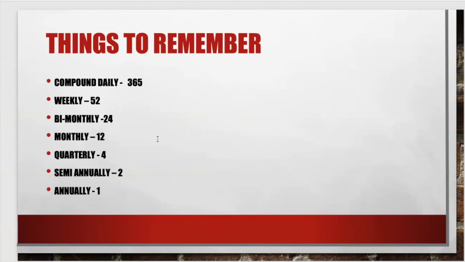Oh wait, I lied. Things you have to remember, and you should have these written down: if you're going to compound daily, that's 365 times, how many days there are in a year. Weekly, there are 52 weeks in a year. Bi-monthly, 24. Monthly, 12. Quarterly, 4. Semi-annually, 2. And of course, annually is 1. These are just things you should remember.